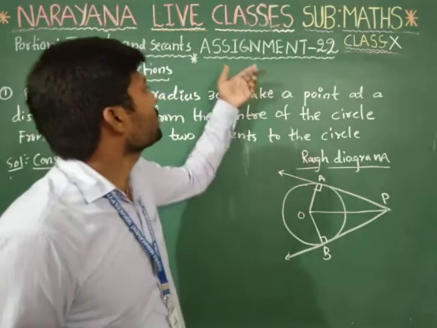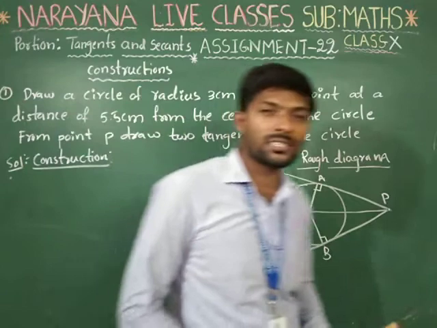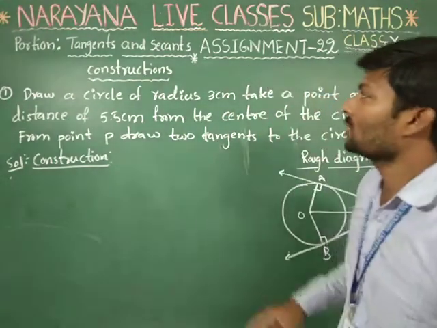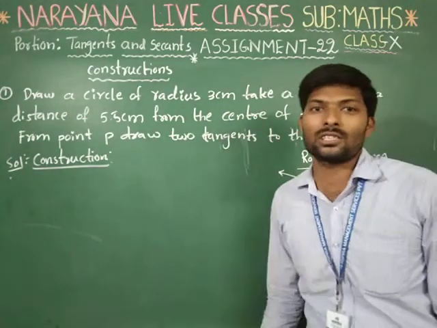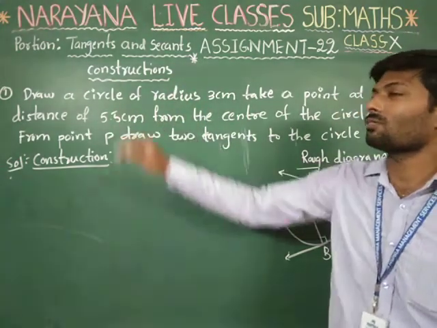Today we'll discuss assignment 22 from 10th class. The topic is tangents and secants constructions. Today we have to see a few constructions relevant to the tangents and secants to a circle. So let's take the first question.